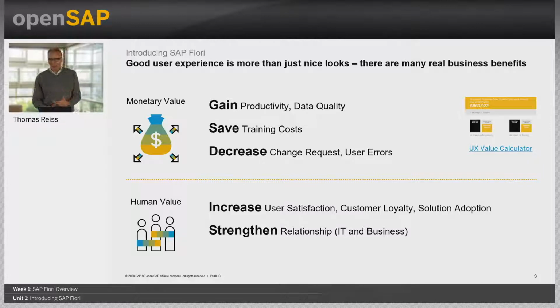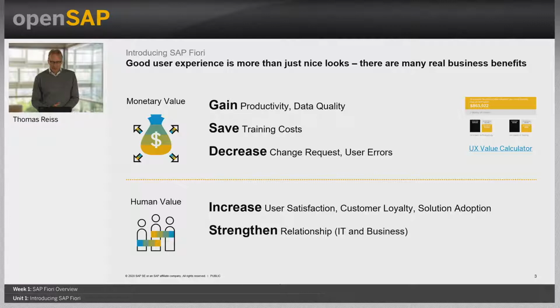That's of course what most people think of when they think of user experience. So increasing user satisfaction, of course also increasing customer loyalty if customers are using them, and of course also increasing solution adoption. So if you're at an IT department providing solutions to your business users, of course you want the business users to actually use the system rather than having separate spreadsheets and other solutions going on in parallel. And of course if the system is really easy to use, you're going to get more adoption. And that of course overall will help you as an IT department, for example, strengthen your relationship with the business units in your company.